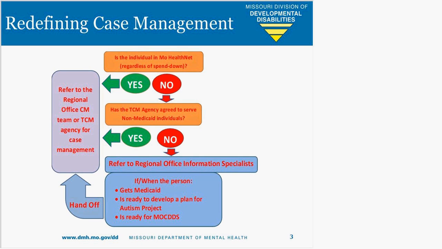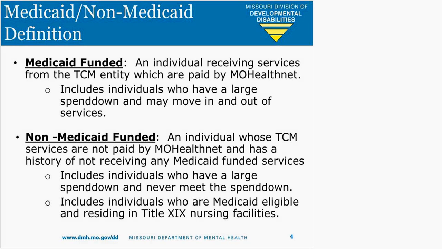When we began development, we asked the TCM agencies to help us understand who they want referred to them and who they don't. And again, the big sticking point with this was who we're going to consider able to be funded by Medicaid and who we are not. So we didn't set a particular spend down amount. It included any individual who is essentially receiving Mo Health services, including those who have large spend downs and might be moving in and out of services.